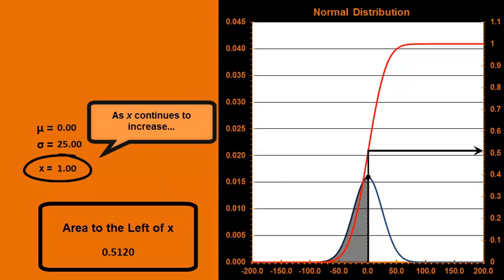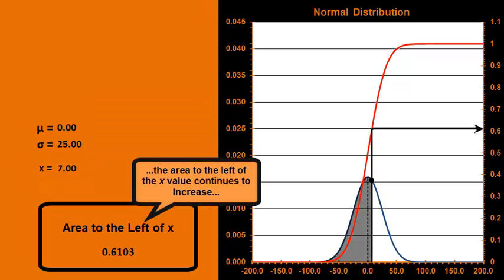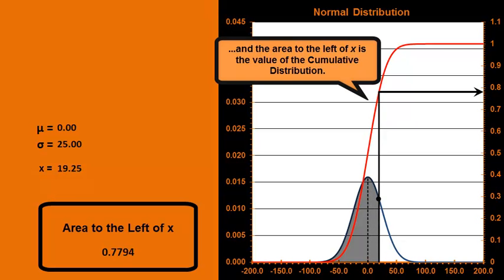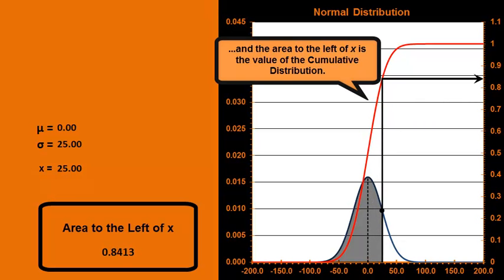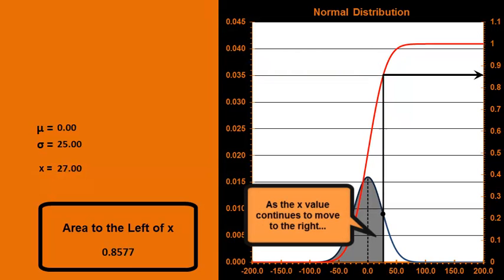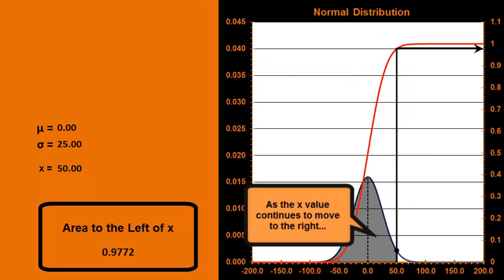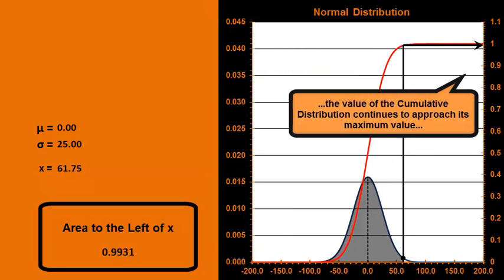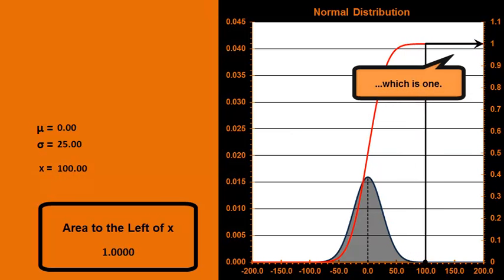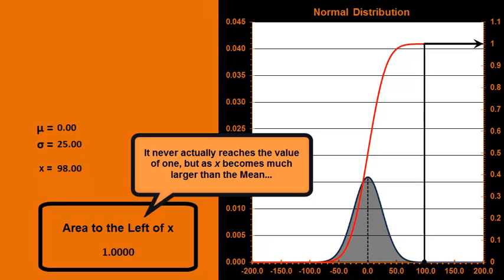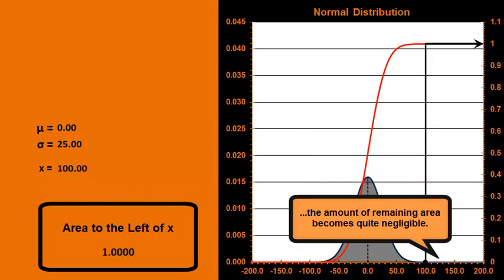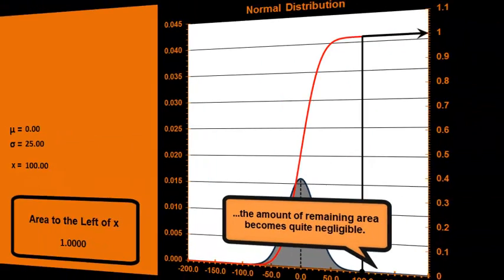As x continues to increase, the area to the left of the x value continues to increase, and the area to the left of x is the value of the cumulative distribution. As x continues to move to the right, the value of the cumulative distribution continues to approach its maximum value, which is 1. It never actually reaches the value of 1, but as x becomes much larger than the mean, the amount of remaining area becomes quite negligible.